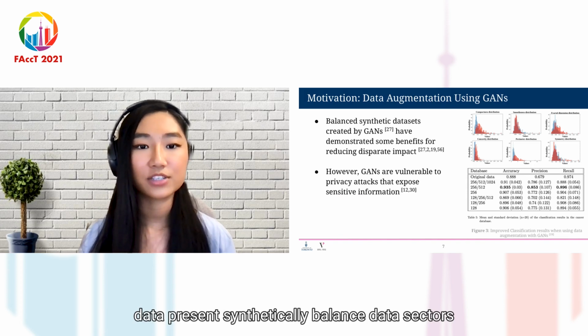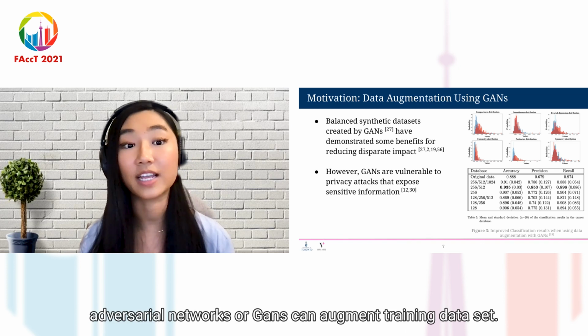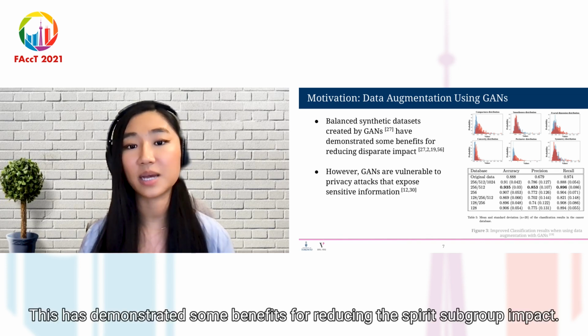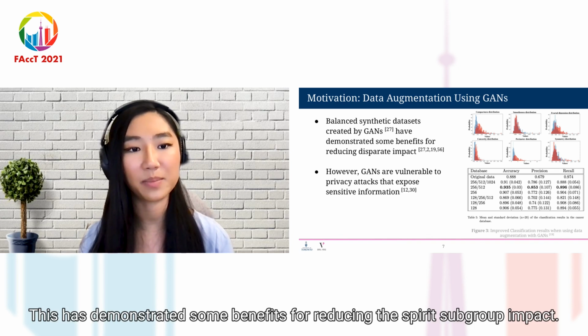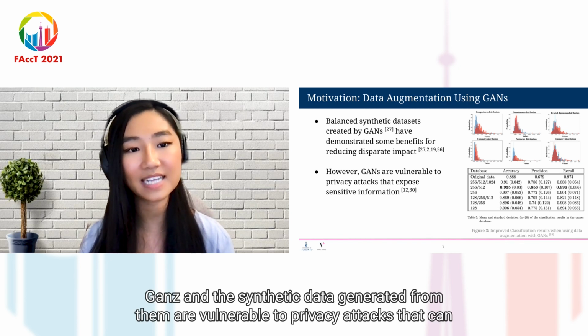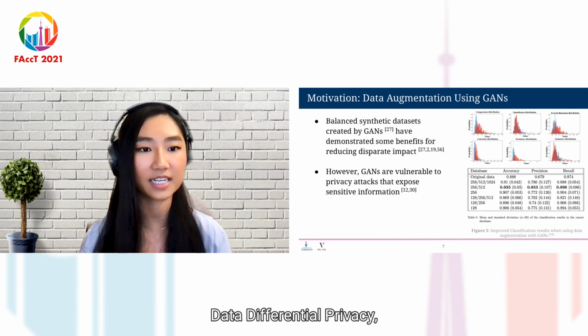Synthetically balanced datasets created by neural networks such as generative adversarial networks, or GANs, can augment training datasets. This has demonstrated some benefits for reducing disparate subgroup impact. However, GANs and the synthetic data generated from them are vulnerable to privacy attacks that can expose sensitive information about individuals in the underlying training data.